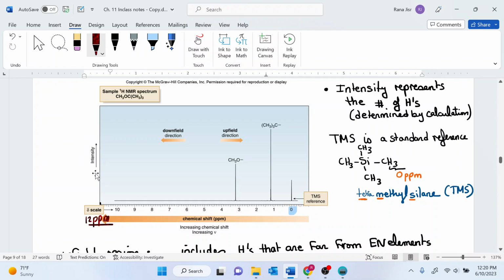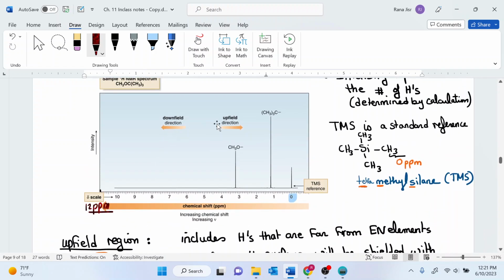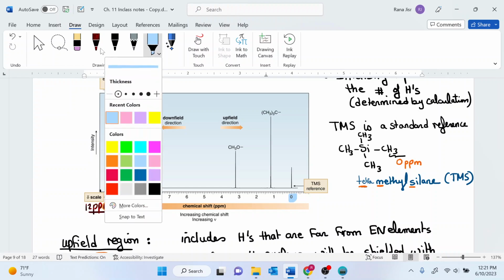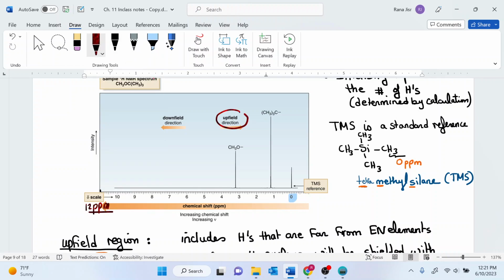Now, the intensity of the signal represents the number of hydrogens that correspond to that signal. This is why it's very useful, and we can know how many hydrogens are there for every signal. The process is called integration. We're going to go over that as we proceed. There are two regions in the proton NMR. The regions are called the upfield region and the downfield region.